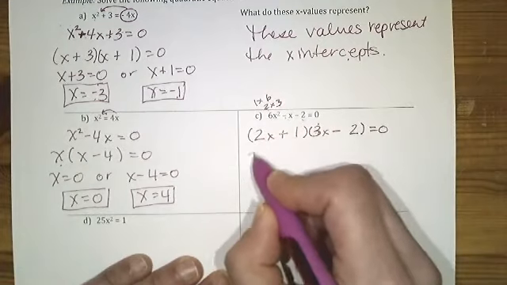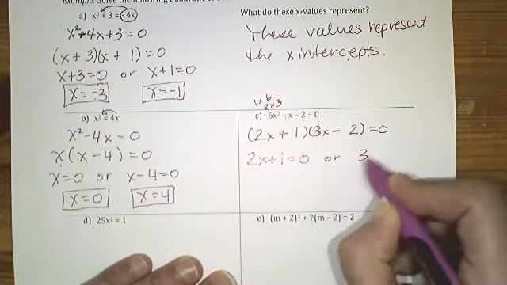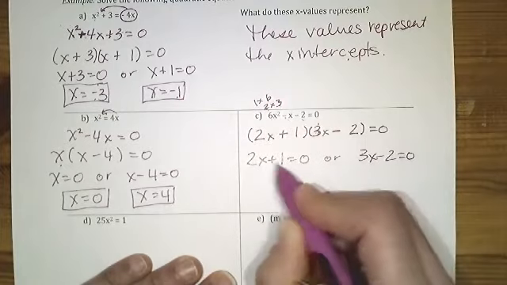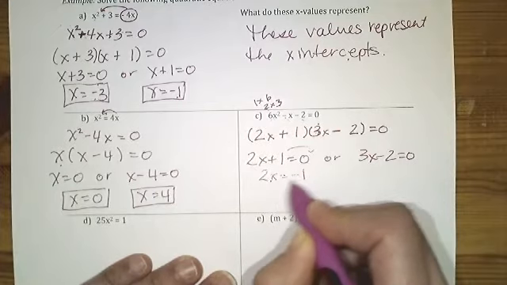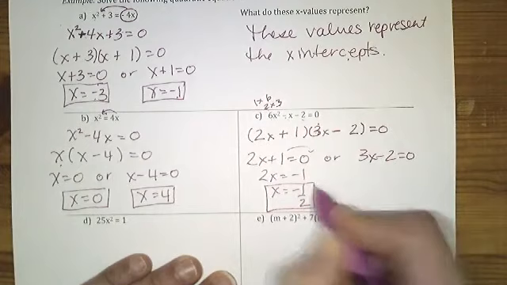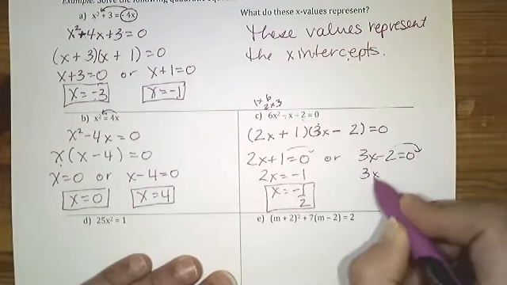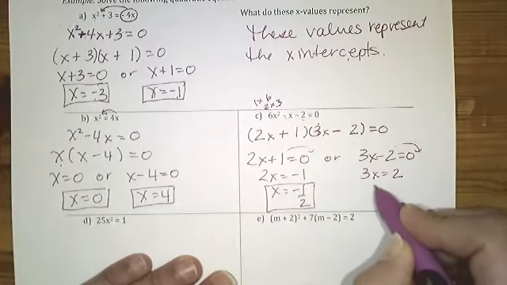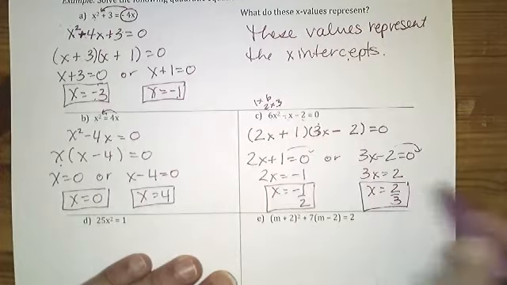Once again, the next step is to set each bracket or factor equal to 0, and then I'm going to solve. So I'm going to bring this to the other side by changing its sign, and then I'll divide by 2. That is one of our solutions. I'll bring this to the other side by changing its sign, and then I'll divide by 3, and this is the other solution.